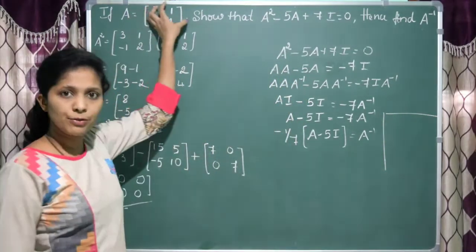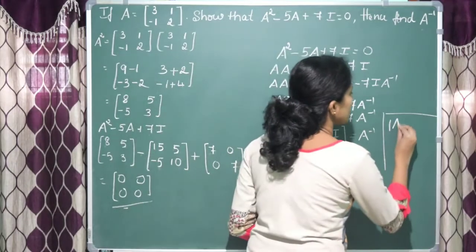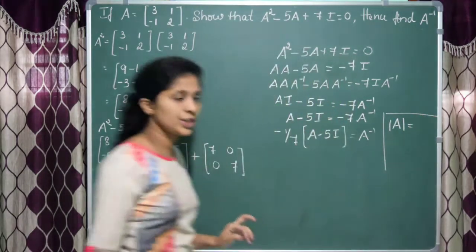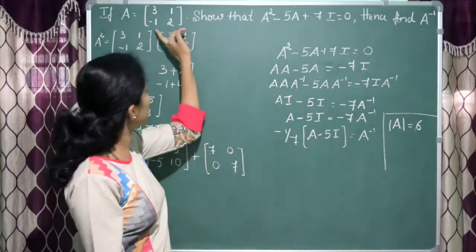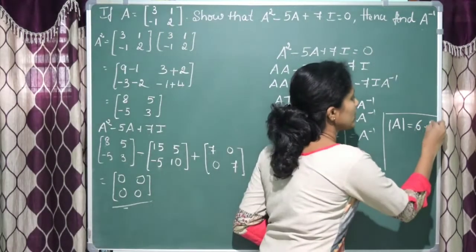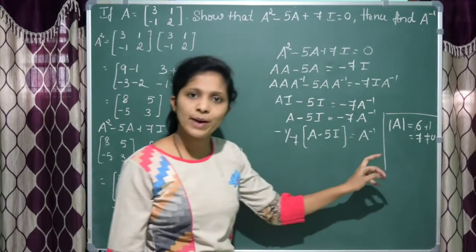If the determinant of a matrix is equal to 0, then the inverse does not exist. First, we will check the determinant of matrix A. What is the determinant of A? This is 3 into 2, which is 6. Minus into minus will be plus, that is plus 1. The determinant of A is 7. So 7 is not equal to 0, right? So the inverse of the matrix exists.